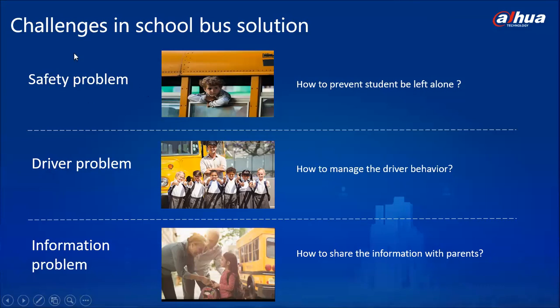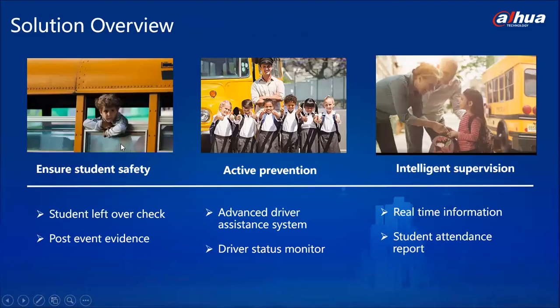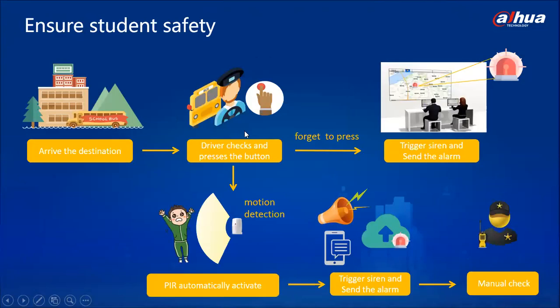Some of the challenges include safety, driver problems, maybe information. So more of the same challenges that we faced while doing the other solutions that we have covered. In the case of the school solution, in terms of customizing the mobile solution to the school case, the solution is aimed to achieve things like student safety and active prevention. So you prevent an incident before it happens, and also achieve something like intelligent supervision. That is real-time monitoring of students, maybe doing reports of student attendance.